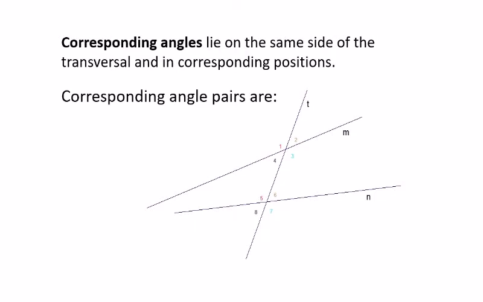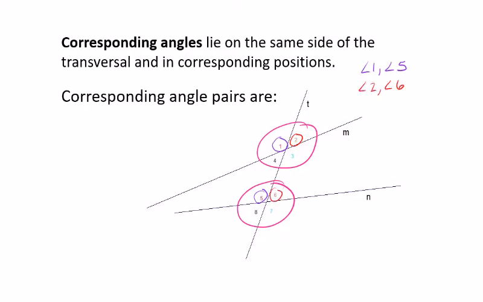All right, the next angle pair is corresponding angles. Corresponding angles lie on the same side of the transversal and in corresponding positions. Notice that with the transversal you have two intersections. Corresponding angles are angles that are in the same position with each intersection respectively. So, like top left: angle 1 is top left and angle 5 is top left, so angle 1 and angle 5 would be corresponding. Another corresponding pair would be angle 2, which is in the top right, with angle 6.